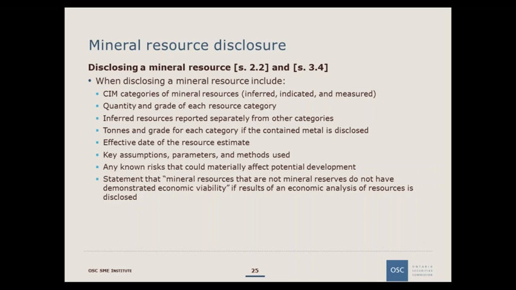Inferred resources must always be reported separately from other categories. And if contained metal is disclosed, such as 1 million ounces of gold, then you need to provide the tons and grade for each category that makes up that contained metal. You need to include the effective date of the resource estimate, provide the key assumptions, parameters, and methods that were used to determine the estimate, and discuss, if known, any risks that may materially affect the resource estimate.